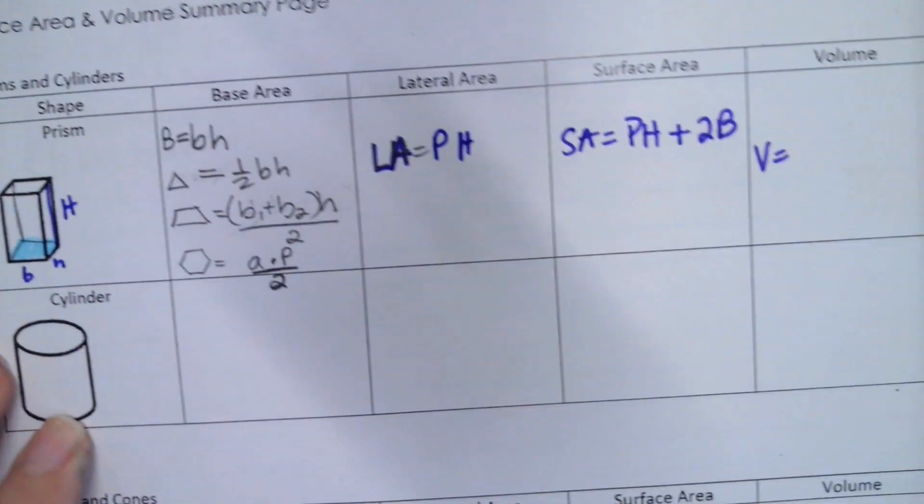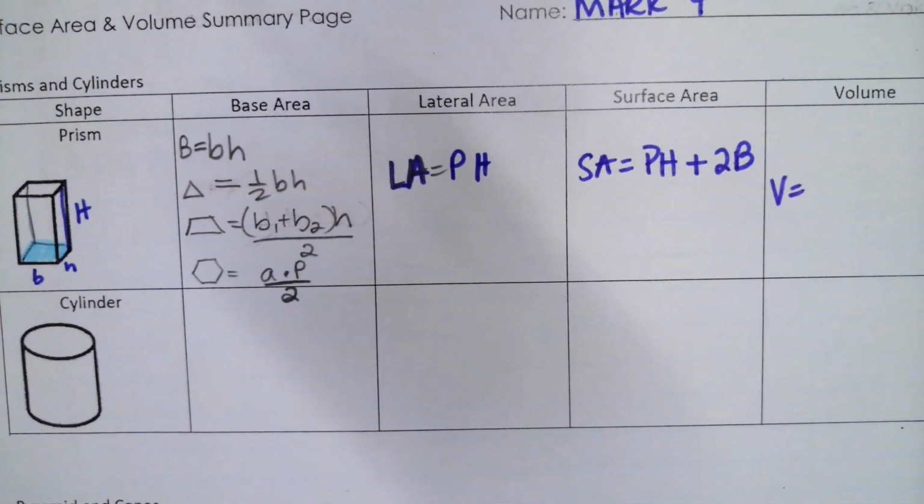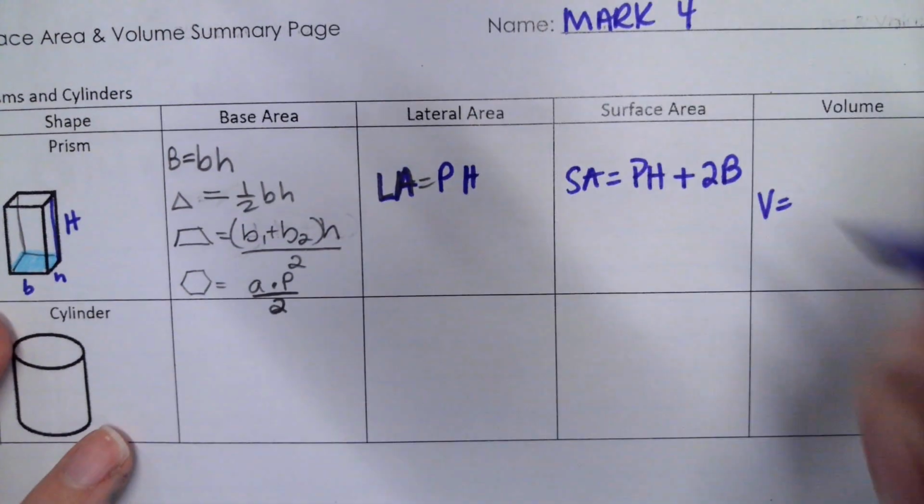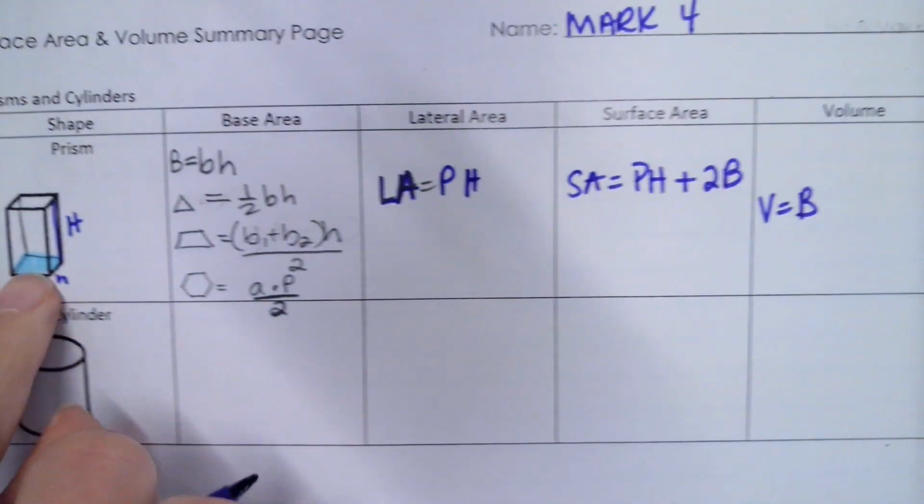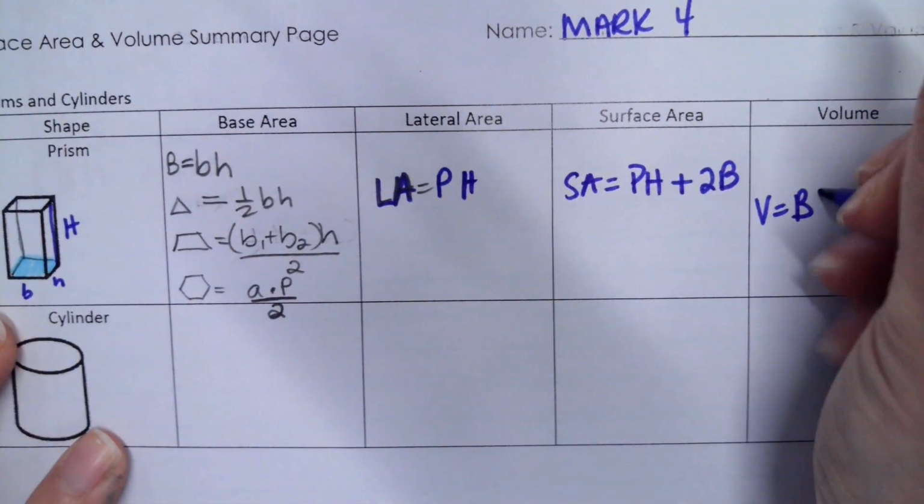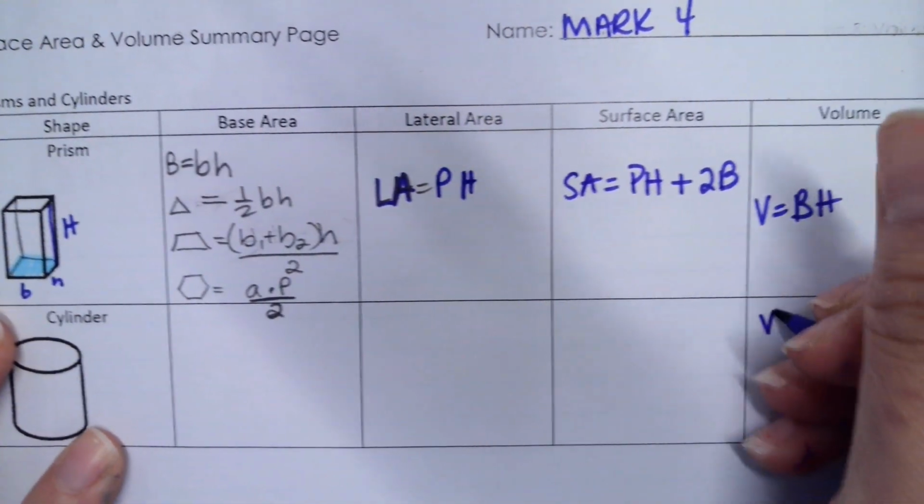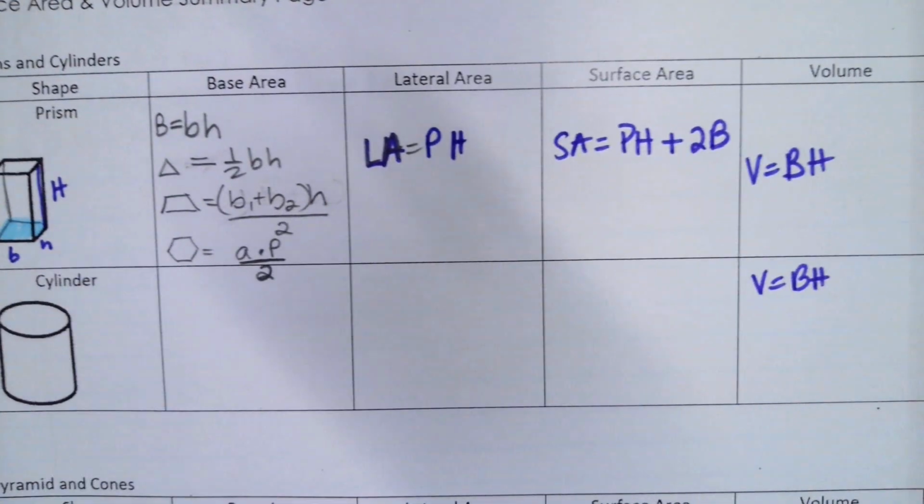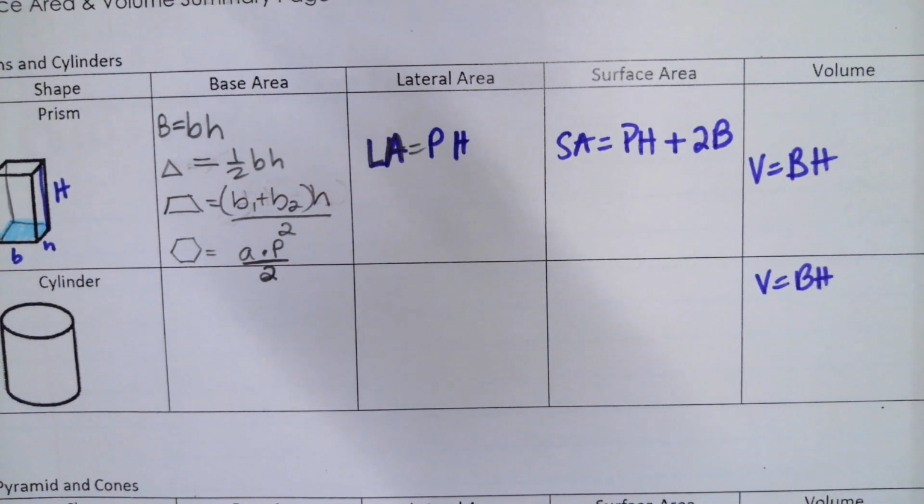Volume is what? Yep, area of the base times the height. It's whatever is the area of the base times the height. That's always going to be the volume. So we know that's going to be the volume down here. Okay. Questions? Comments? We good?